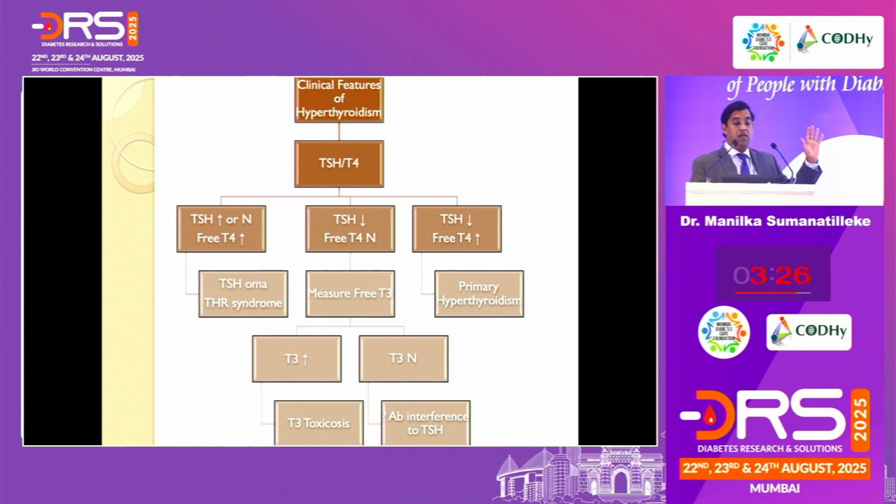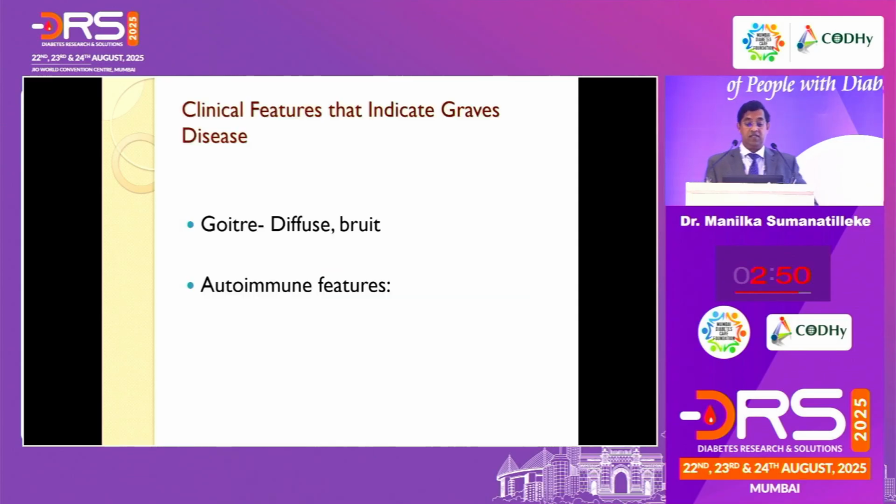So this is the algorithm that you follow. Commonly, TSH suppressed, increased free T4, primary hyperthyroidism, no debate about that. TSH suppressed, free T4 normal, that's the indication to do a T3, where 5% of the time you might find a T3 toxicosis. And if the free T3 is also normal, it could be subclinical hyperthyroidism or some antibody interference you have to think about. And of course, if the TSH is normal or high with increased free T4, it could be a TSHoma, a very rare instance.